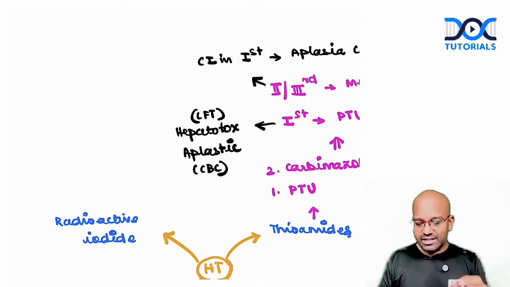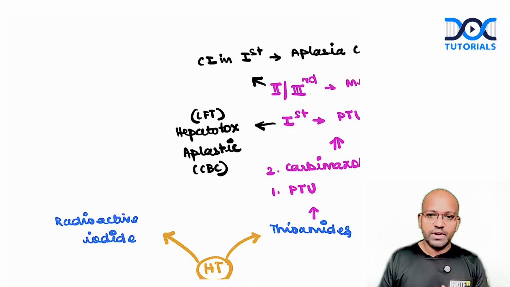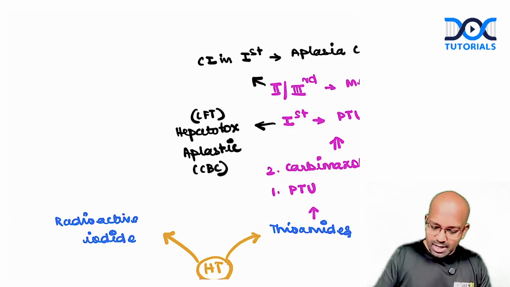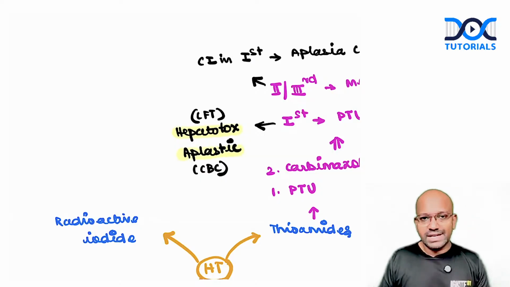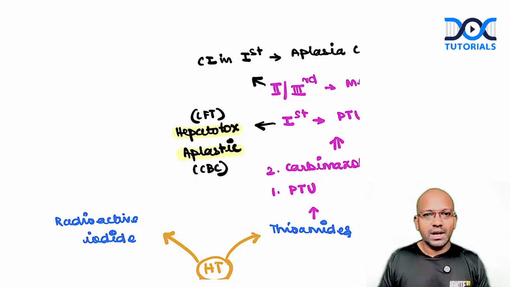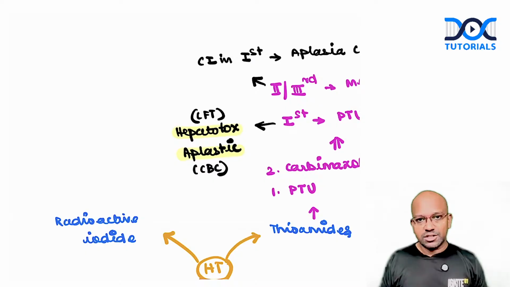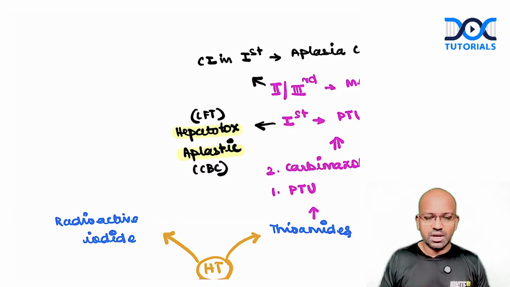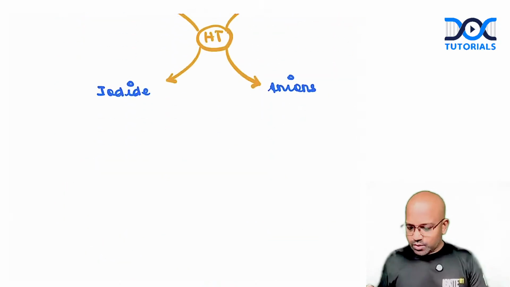Please note down that methimazole and carbimazole also produce the same hepatotoxicity and aplastic anemia, but the severity is lesser as compared to propylthiouracil. These are the classical features about thioamides, and we have discussed already its mechanism of action. It will inhibit the thyroperoxidase enzyme. We'll move to the next one, guys.